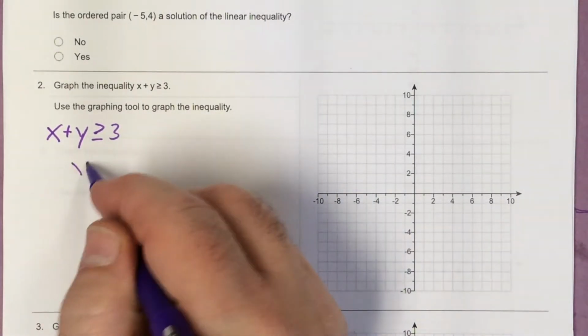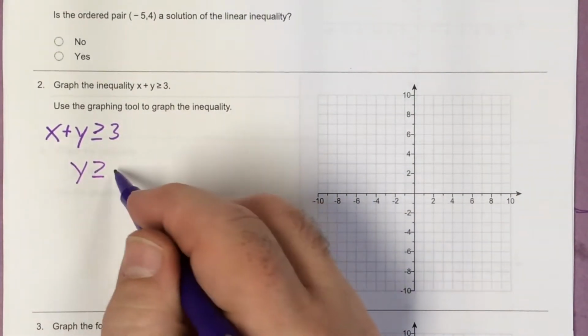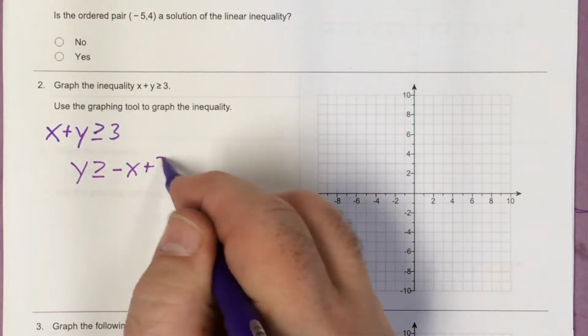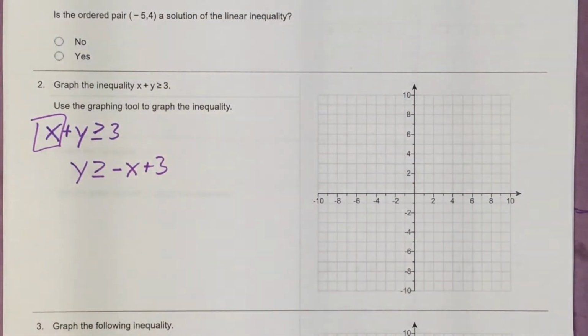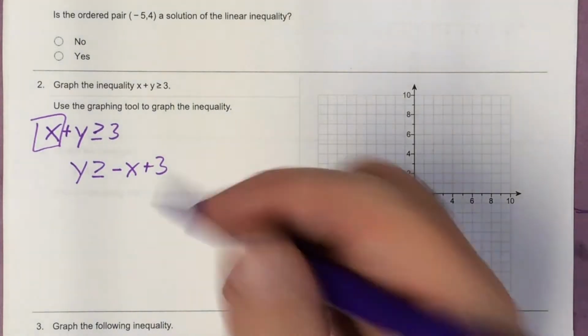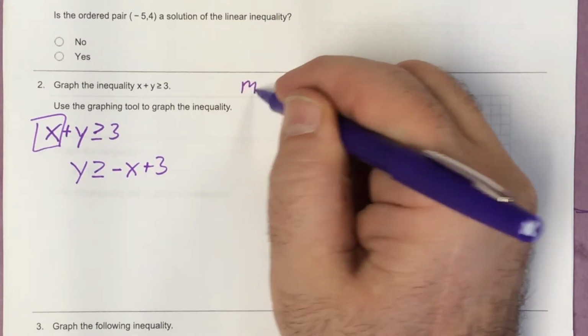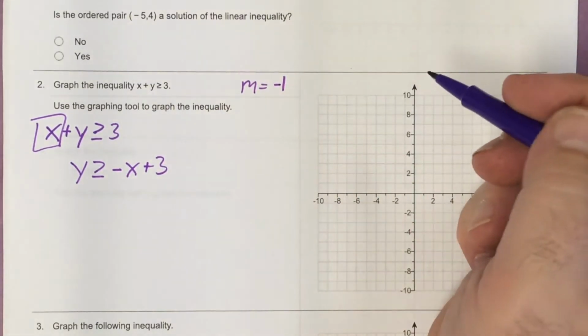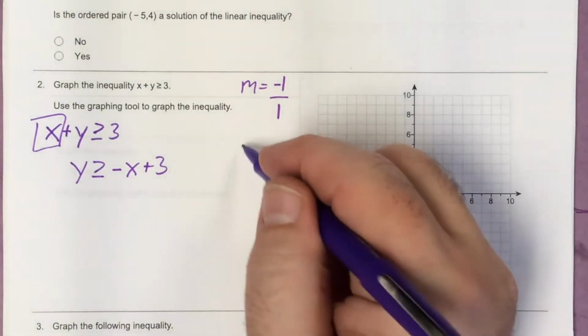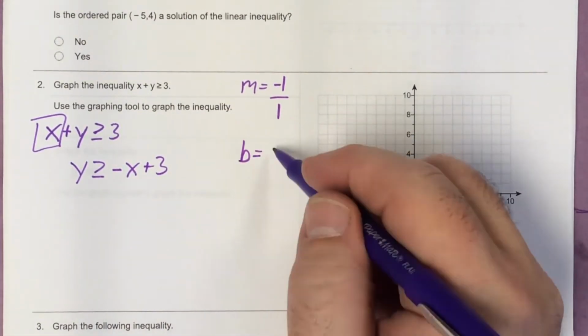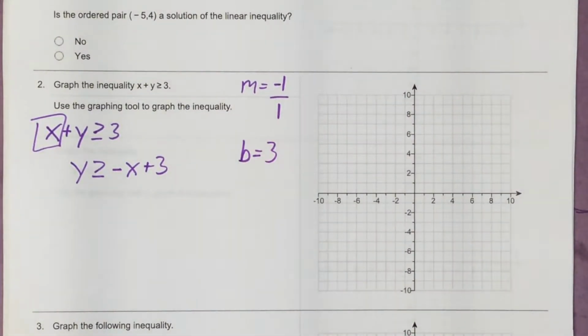So when I do that, I'm going to get y is greater than or equal to negative x plus 3. Remember that if I'm moving this x over to the other side, it's going to switch signs. Now that I have this done, I can identify the slope as being equal to negative 1, which I'll write here as negative 1 over 1. And then the value of b, which is going to be my y-intercept, is going to be plus 3.